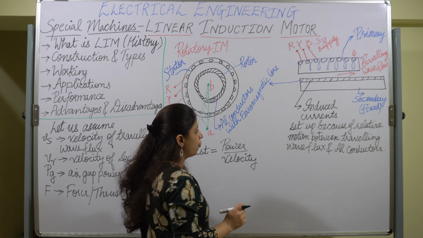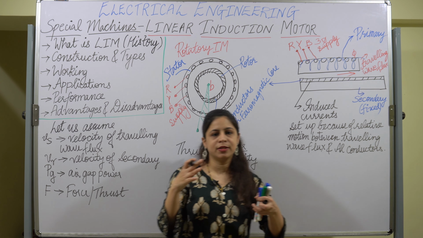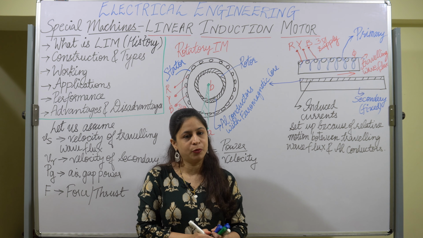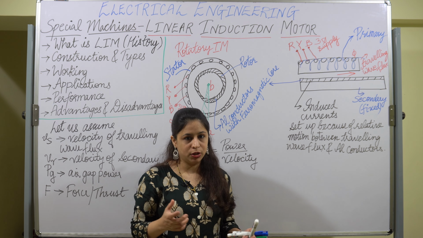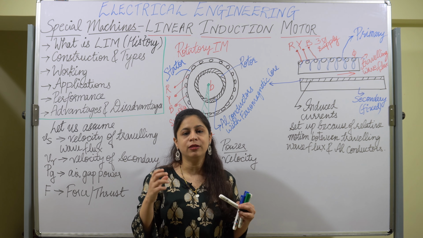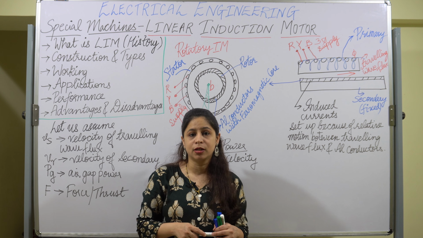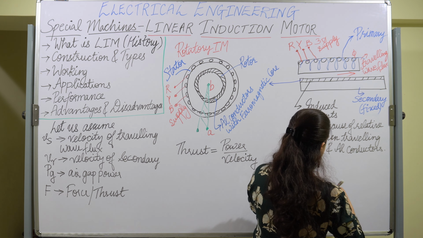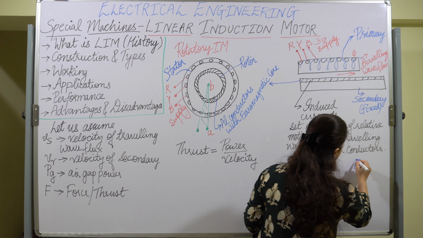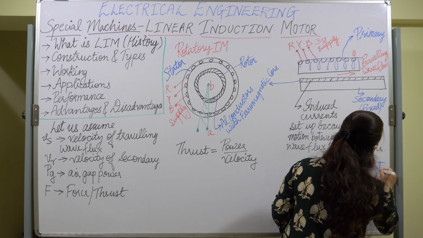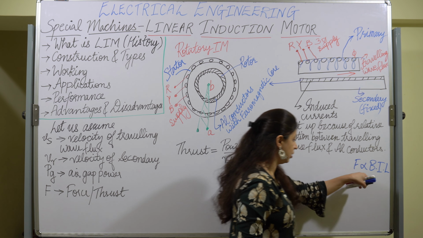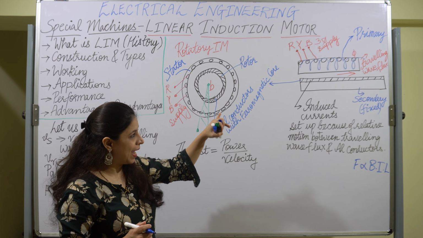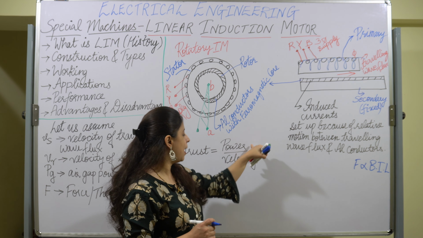Okay, actually the force on a conductor whenever it is related to the magnetic field depends upon three things: BIL, the product of BIL. B is the field intensity, field strength. Then I is the current, and L is the length of the conductor. So force is actually depending upon BIL, and with that force the thrust is being developed to the primary. So the thrust is given by power upon velocity.